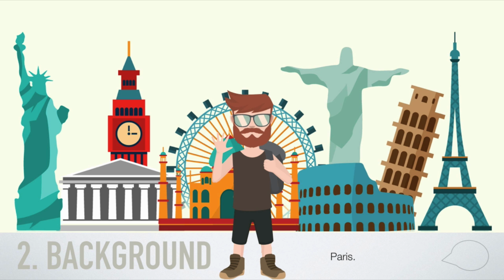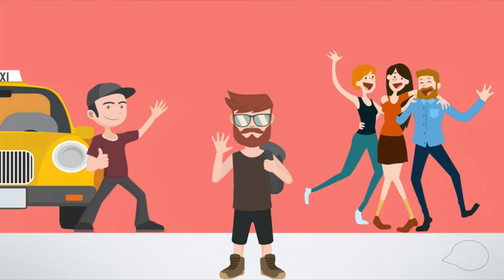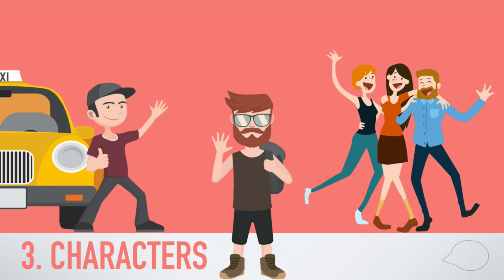The third step to telling a story in English is to decide the characters. In other words, deciding who will be the focus of your story. For our example, the characters are John, his friends, and a taxi driver they met in Paris.